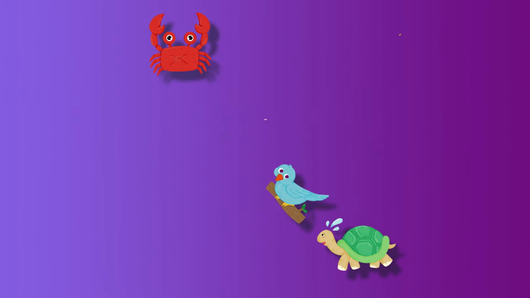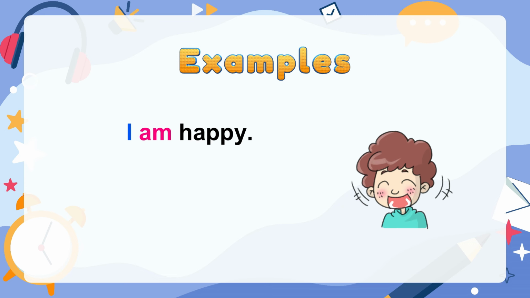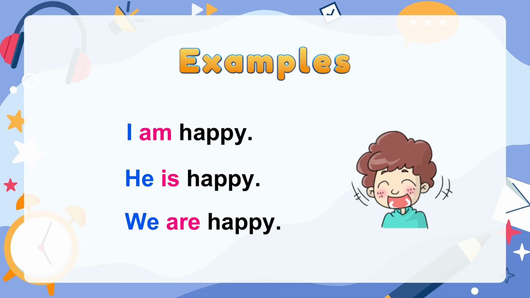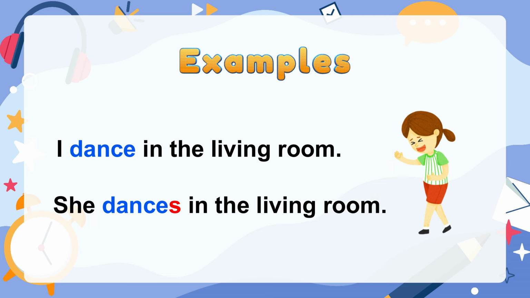Examples. Now let's look at some examples. I am happy. He is happy. We are happy. I dance in the living room. The word dance is a verb. There is no S because the pronoun is I. She dances in the living room. Dances has an S because the pronoun is she. She dances.